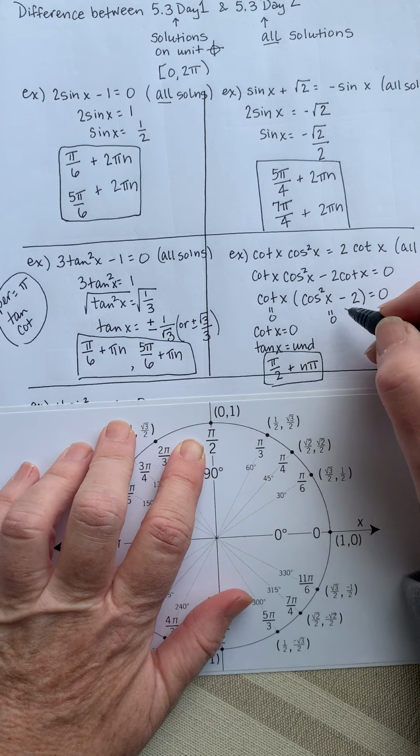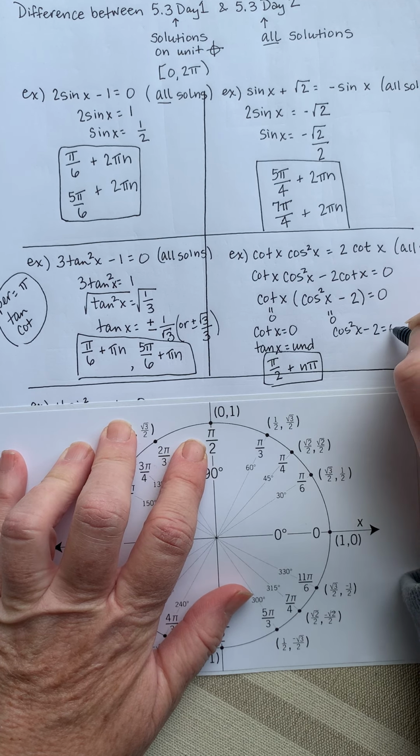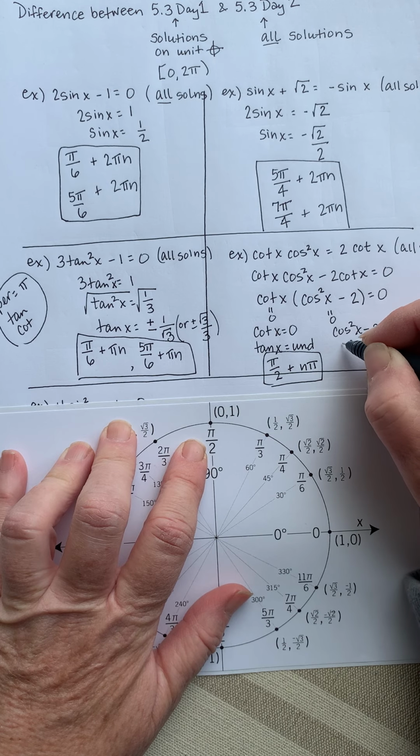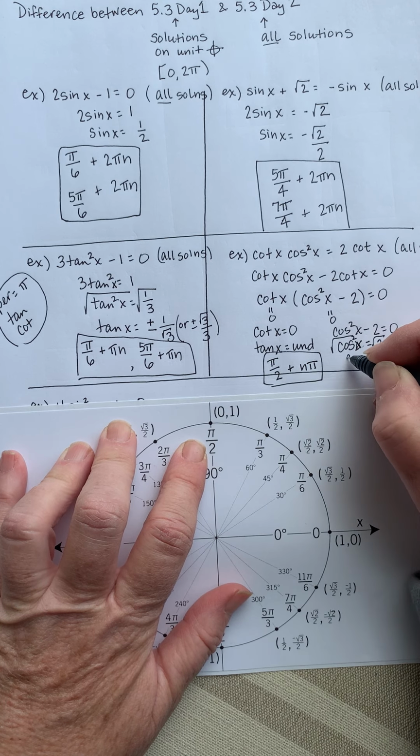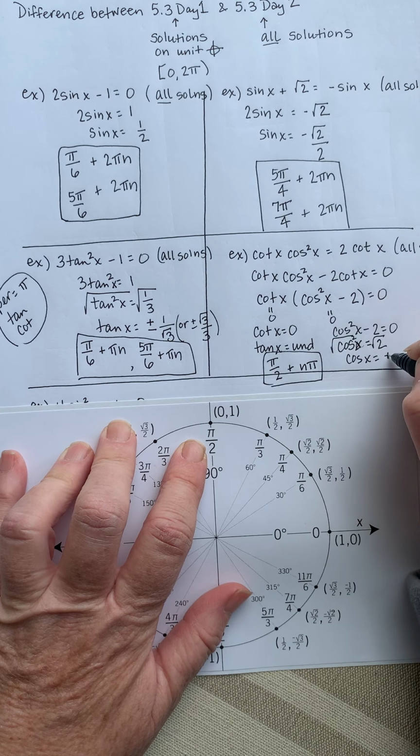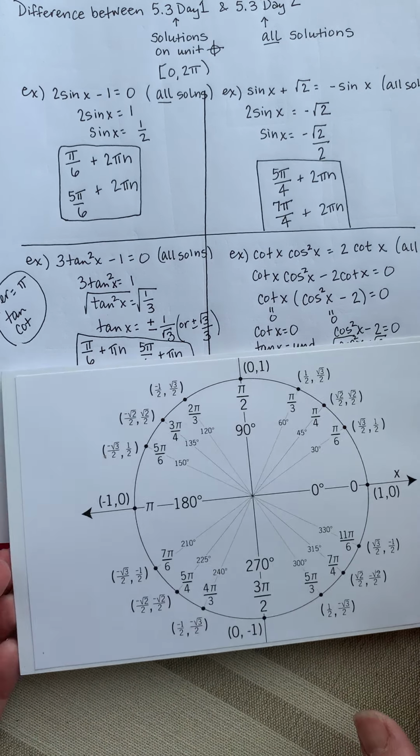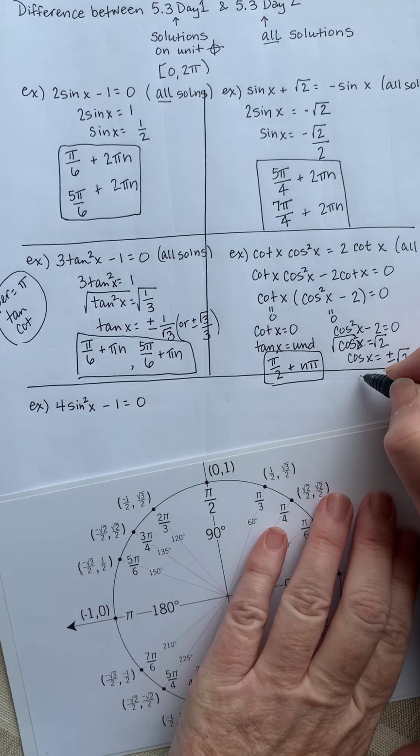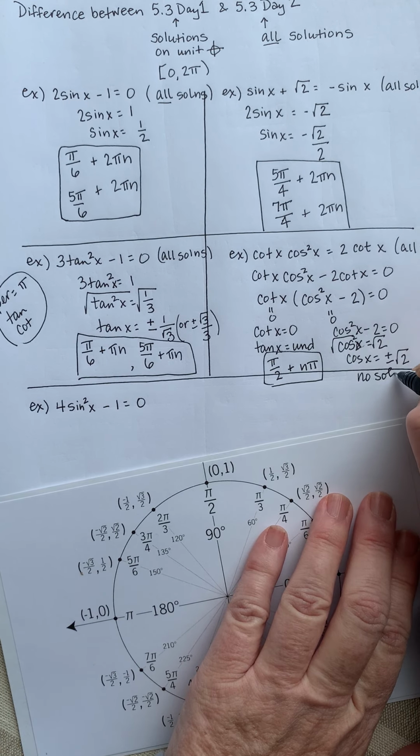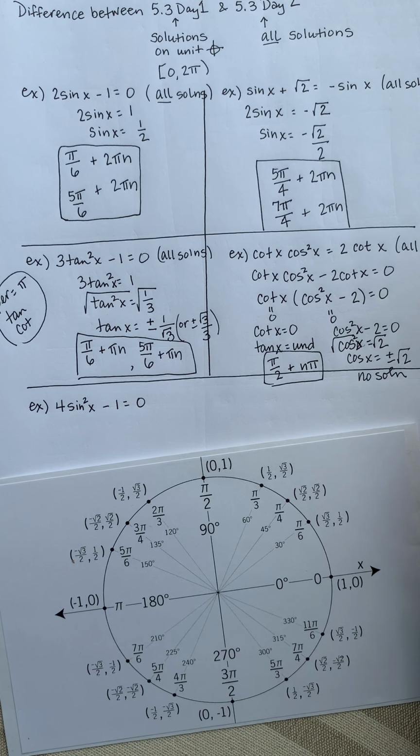Okay, now I want to solve this one. Cosine squared of x minus 2 equals 0. The cosine of x squared is equal to 2. And if I square root that, I get the cosine of x equals plus or minus the square root of 2. And when is that true? Never. Absolutely never. So this half of it is a no solution. So the part that I boxed already is my only answer.